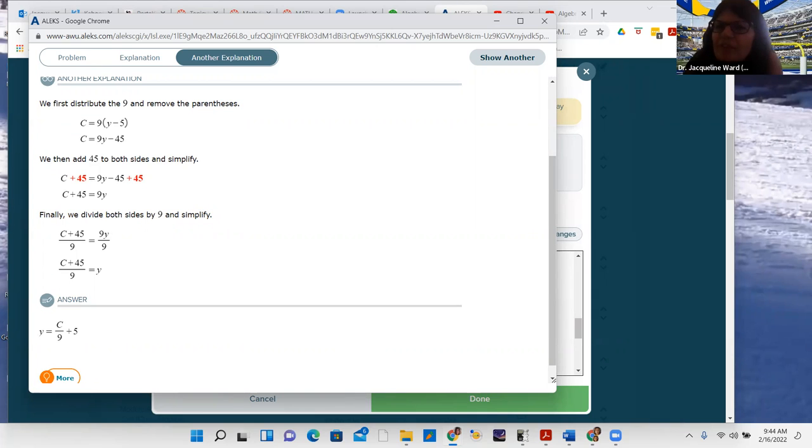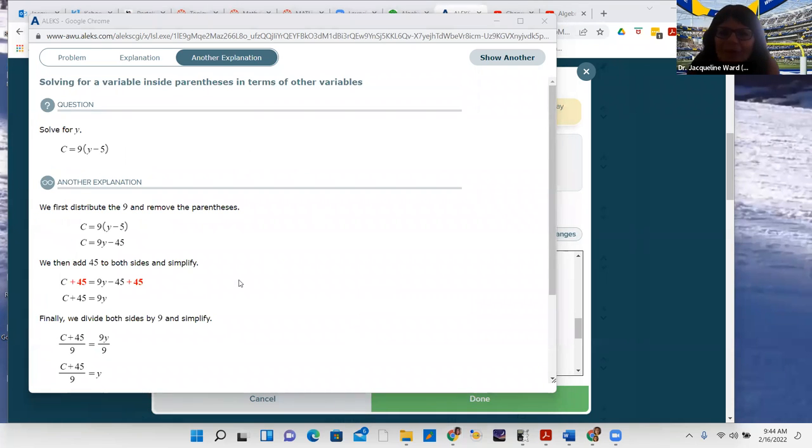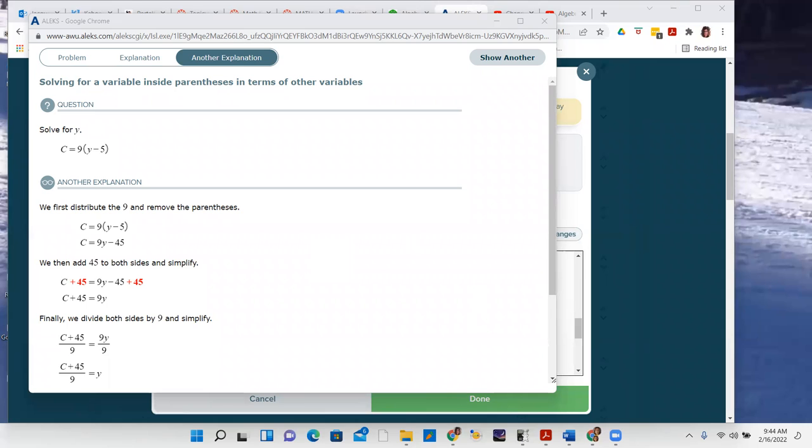Okay, any questions on these solving for variables? Lots of other variables floating around. All right, well, let's go ahead and take a break and we'll come back at 10 o'clock. And OJ, do you want to stay and talk to me now or do you want to wait till after class?